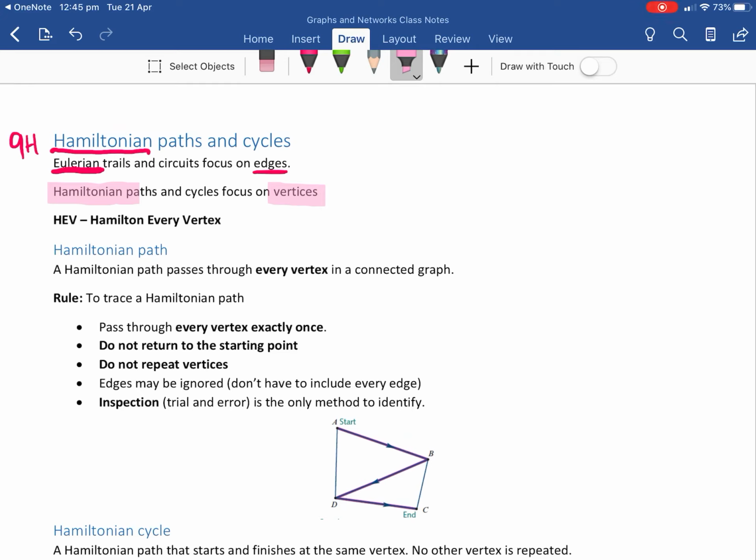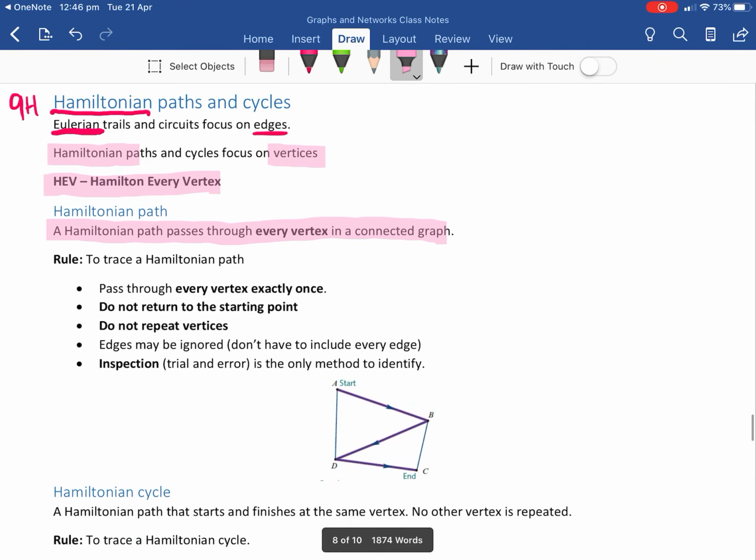So we're looking at those points, A, B, C, and D, or you guys have done some examples where they're factories or warehouses or destinations. We're focusing on those instead of the edges. So here's another handy acronym: Hamilton, every vertex. We need to visit every vertex, as opposed to Eulerian when you had to visit every edge. A Hamilton path passes through every vertex in a connected graph.